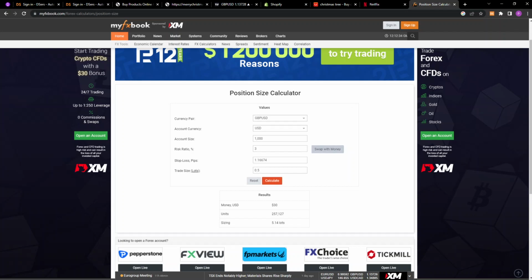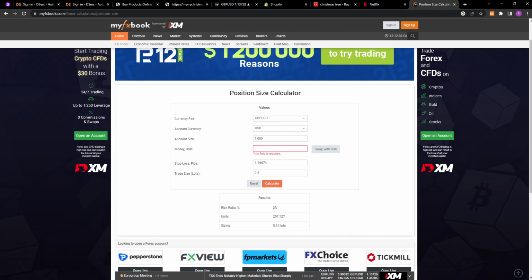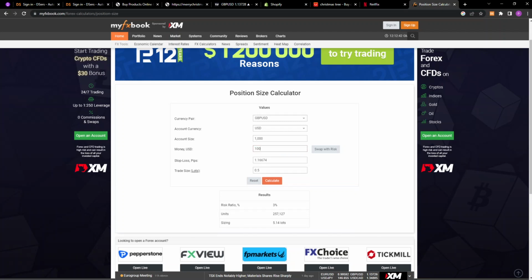Okay, you know what? Let's swap this with money instead. Let's say we want to risk $100 for our $1,000, and this is my stop loss in pips, and we want to use 0.5. Let's calculate and see. So risk reward ratio, we have risked 3%. Have you seen that? We have been able to risk 3% of our account.